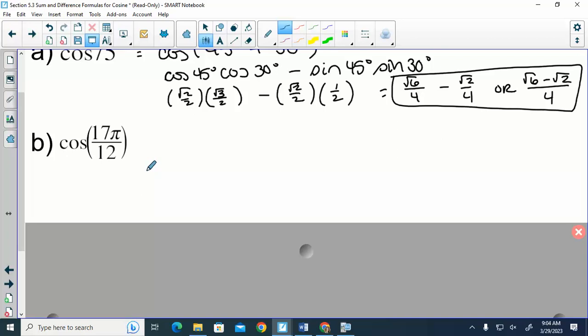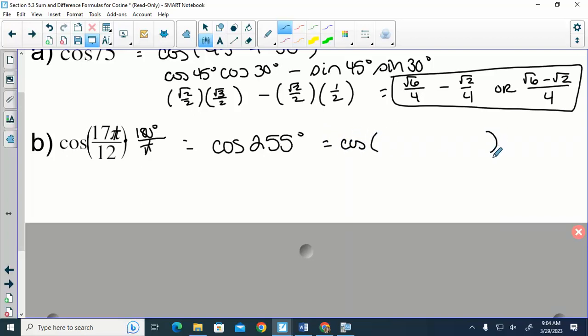It is harder when things are in radians to figure out what adds or subtracts. It's just hard for us to think about. So my recommendation is, if I give you something in radians, let's just convert it into degrees. We know to do that, we multiply by 180 over pi. So those pi's drop. So I have 17 times 180 divided by 12. 255 degrees.